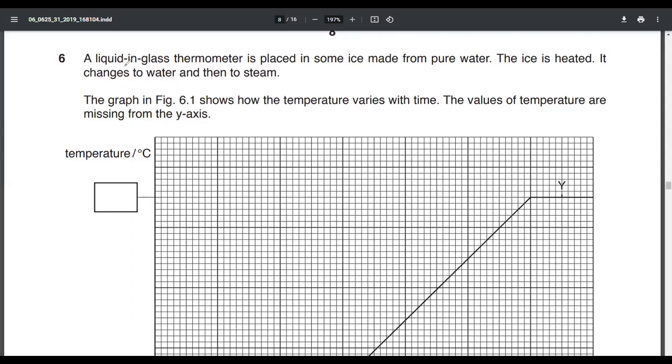Okay, here's another question for November 19. A liquid-in-glass thermometer is placed in some ice made from pure water, and the ice is heated. It changes to water and then to steam. As you can see from the graph down here, that's what will happen.